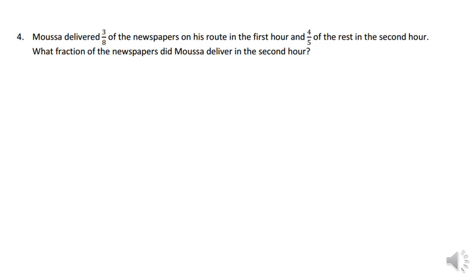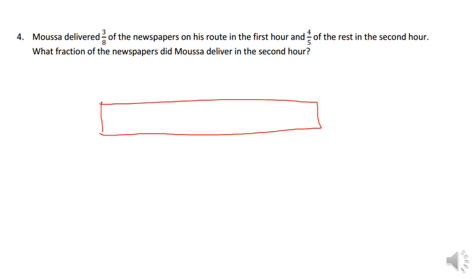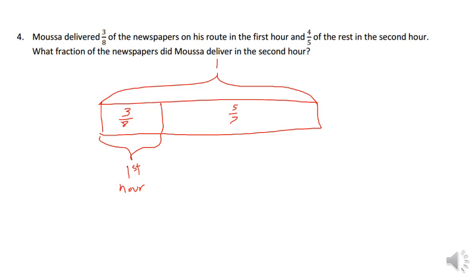Number 4, Moussa delivered 3/8 of the newspapers on his route for the first hour and 4/5 of the rest the second hour. What fraction of newspapers did he deliver in the second hour? Okay, so here's our tape diagram. And we know the whole is just 1. It's his whole delivery. And it says that he does 3/8 of it in the first hour. And he does 4/5 of the rest. Well, the rest is equal to 5/8.